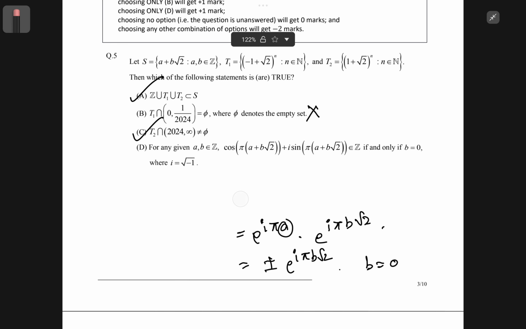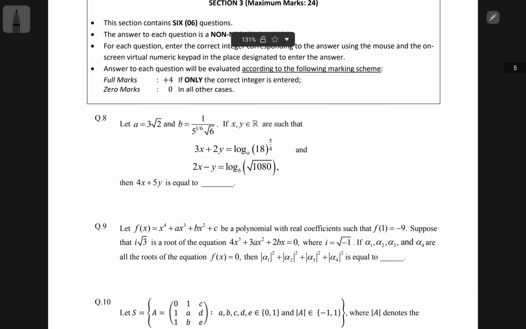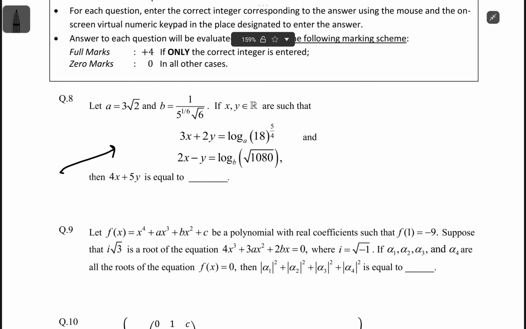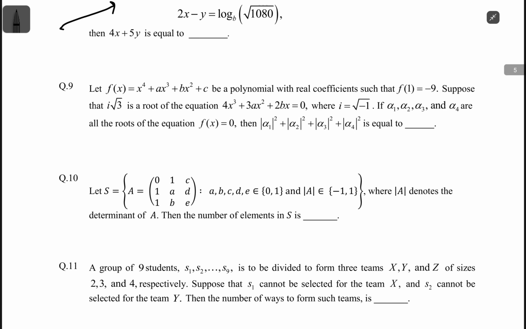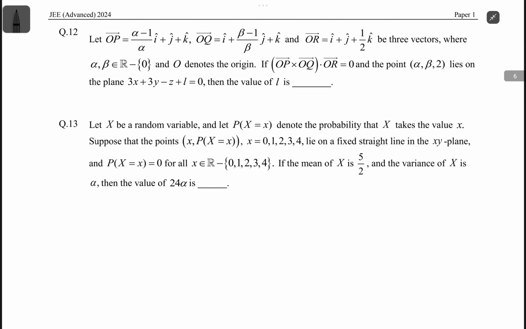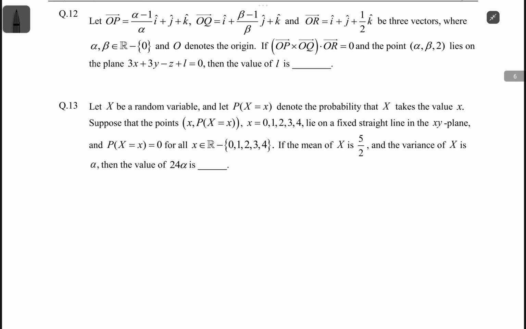Other ones are kind of boring. The whole paper was kind of boring. This question was way too easy for 11th grade students. This one also I have done a lot of times. It's also simple. Yeah, I think that's enough.